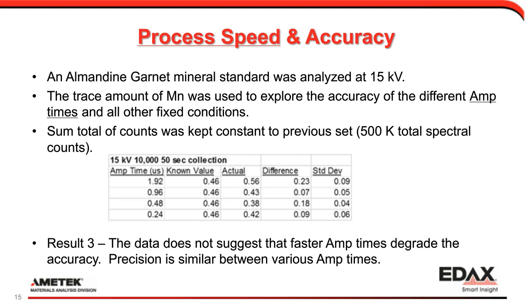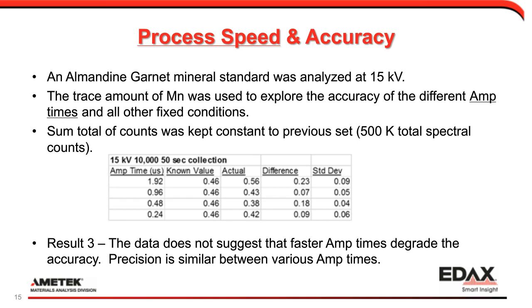So the final aspect of this study is to look at the process speed and accuracy. And the process speed is also known as the amp time or time constant. And the process speed is really defined as how quickly we process the X-ray counts that are hitting the detector. So from the time the X-ray hits the detector through to when it's registered as a count in the spectrum, then we are able to measure it as a point.